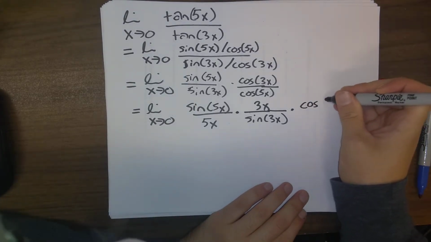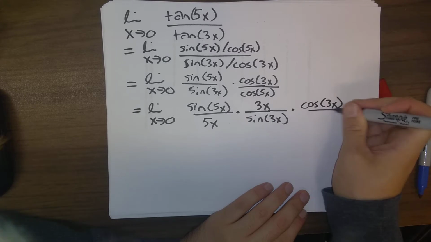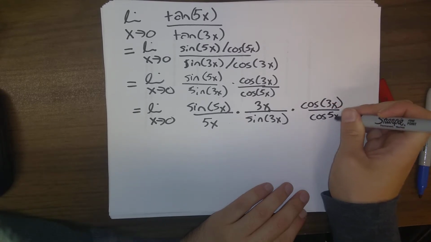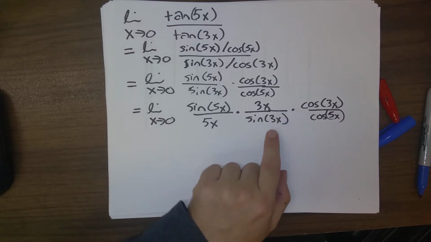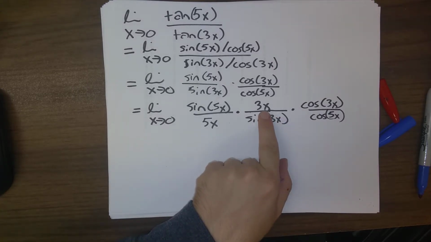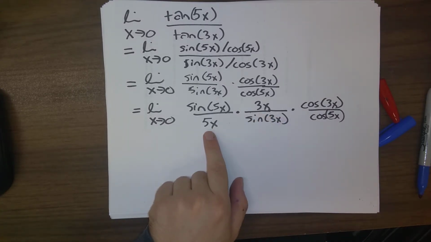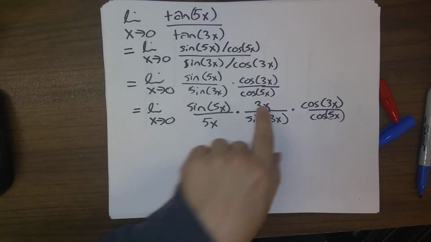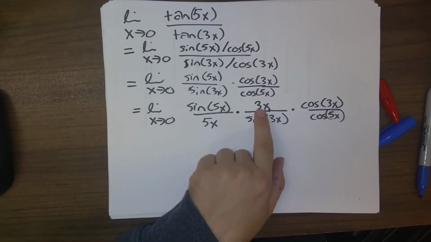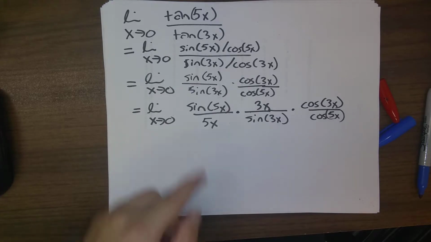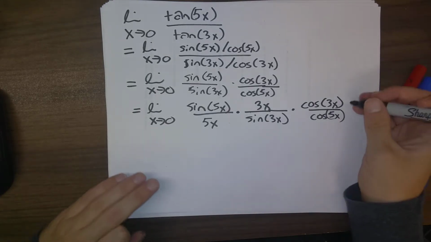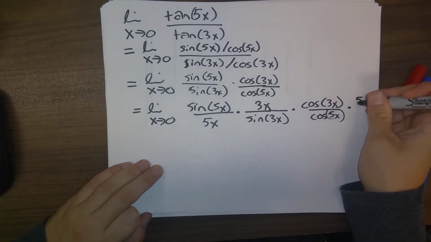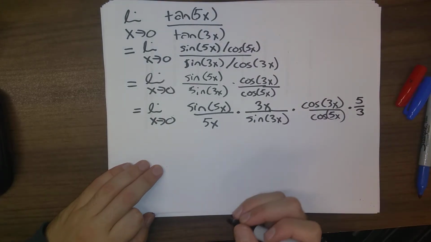So then we have cosine of 3x over cosine of 5x. That still is chilling over there. And let's see, the only change that we made was that we multiplied the numerator by 5/3. We put a 3x in the numerator and a 5x in the denominator, so the only net change is that we have to multiply all of this by 5/3.